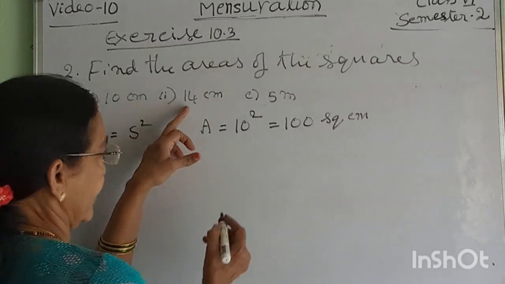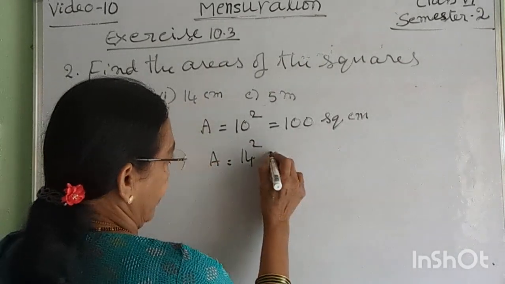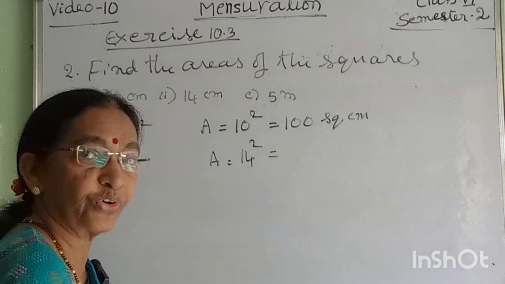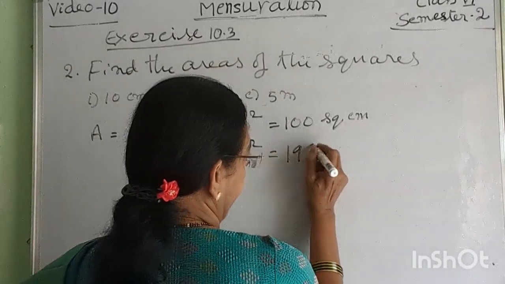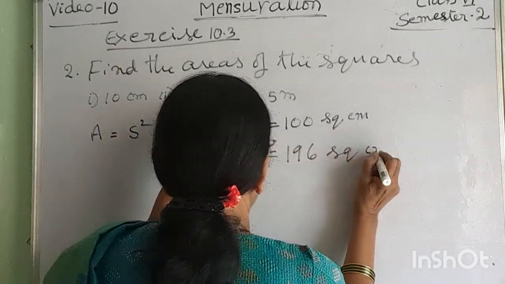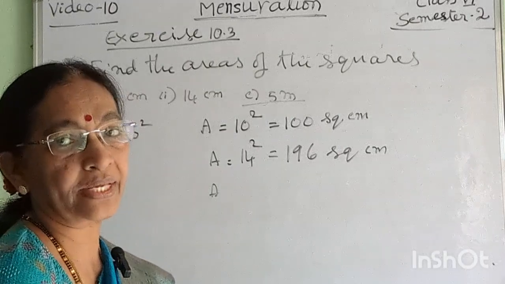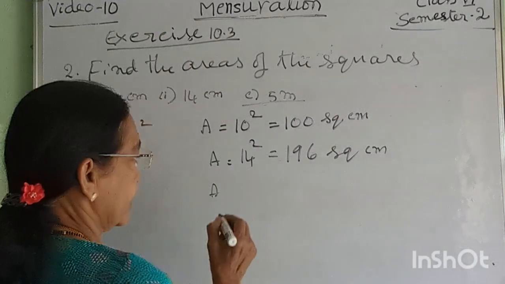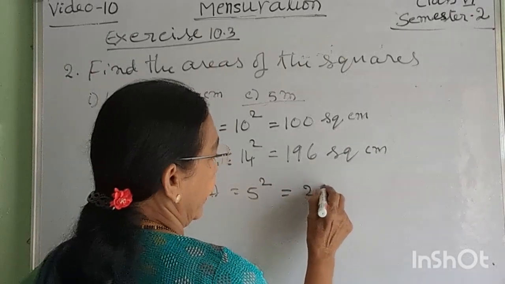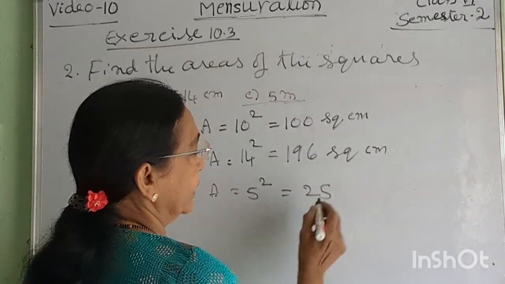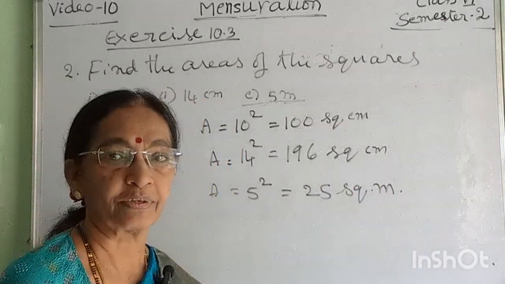And next one, area is side square, 14 square. 14 square is equal to 14 into 14, 196. We have 196 square centimeters. Next, area of the third square, whose side is 5 meters, is 5 square. So 5 into 5, 25. It is in meters, 5 meters. Therefore, this is 25 square meters.